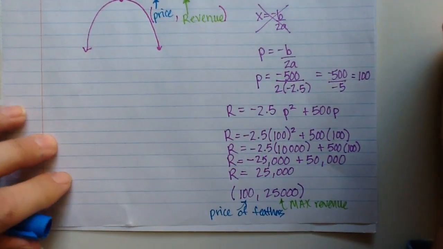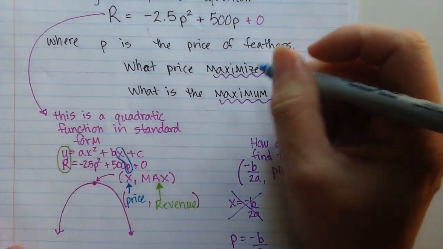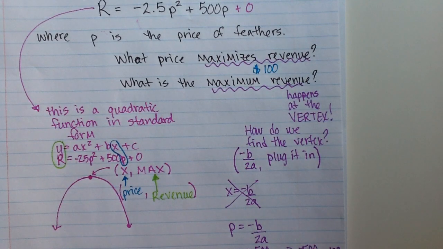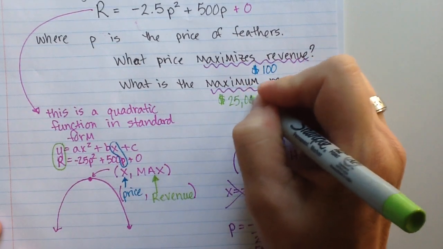So now I can answer my question, what price maximizes revenue? Well, that was the price of the feathers of $100. And what is the maximum revenue? That was the y-coordinate of the vertex, so $25,000.